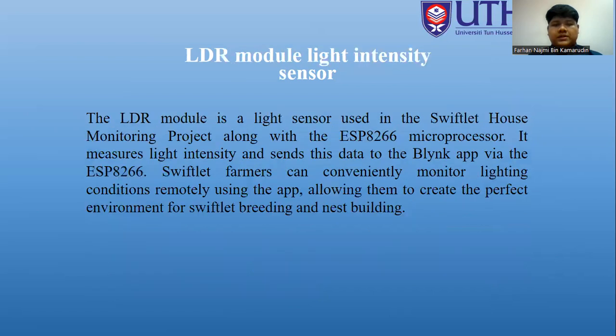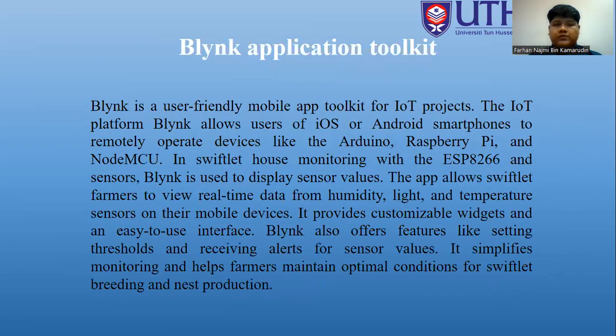light, and temperature sensors. So for the last one, it is the LDR module light intensity sensor. The LDR module is a light sensor used in the SWIFTLET house monitoring project along with the ESP8266 microprocessor. It measures the light intensity and sends this data to Blynk via the ESP8266.